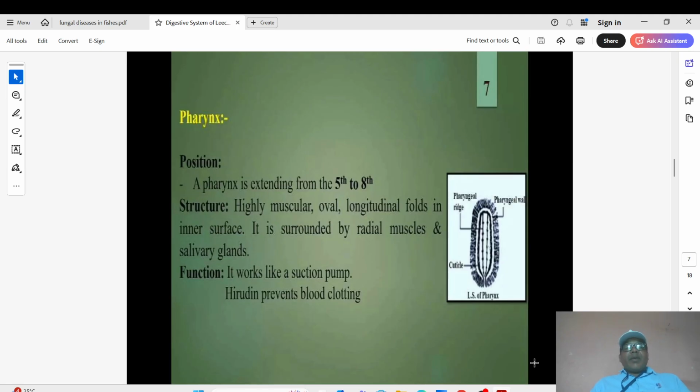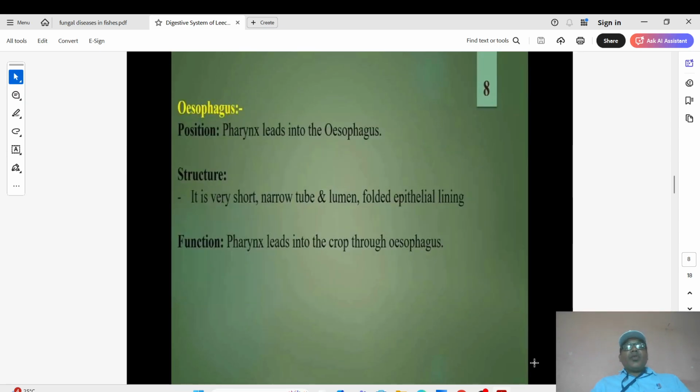See the structure of pharynx. Position: the pharynx lies in the body segments 5th to 8th, highly muscular, oval, with longitudinal folds on the inner surface. It is surrounded by radial muscles and salivary glands. Now the function of pharynx, it works like a suction pump. Hirudin prevents blood clotting.